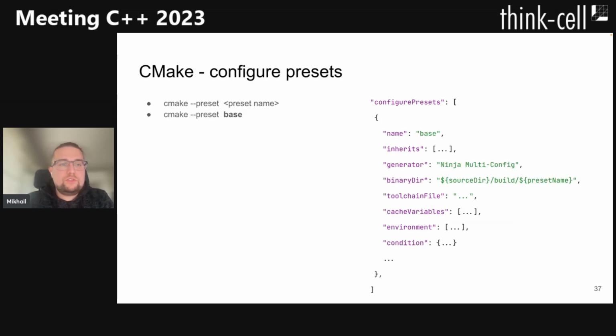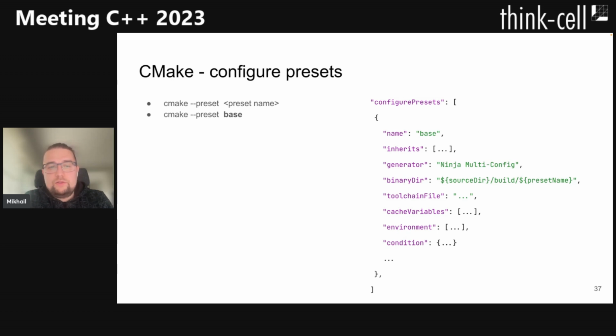First is configure presets. You can say what the name of the preset is. Presets can inherit from each other. You can choose which generator you want to use. For example, I prefer to use Ninja Multi-Config. You can select Ninja, you can select Makefiles, or you can just not select anything and then it will choose something by default. You can also supply the binary dir. And as you see, now when you invoke your preset, you will always be in the build folder with the preset name. So your source folder will not be polluted, which is great.